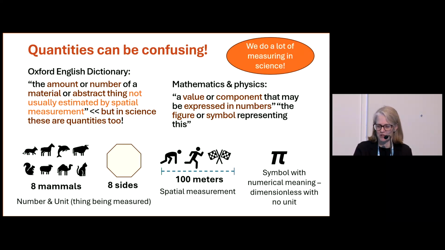We have some objects or abstract concepts we can count, such as 8 mammals, and the 8 sides of this octagon. In science, at least, spatial measurements, like distances, probably do count as quantities. The distance is a number of meters from the start to the finish line of the race. And in science, a quantity can also be a symbol that represents a number. For example, pi represents a dimensionless quantity, a constant number without units. But quantities can get complex, and I'm sure you will hear more about these. For example, there are many dimensionless quantities, such as ratios and ranges.